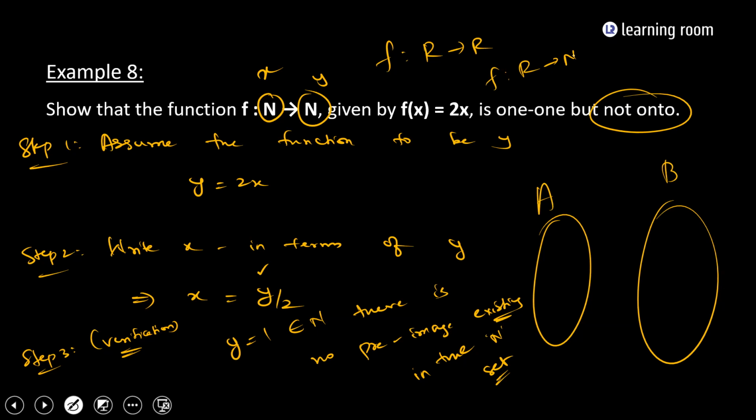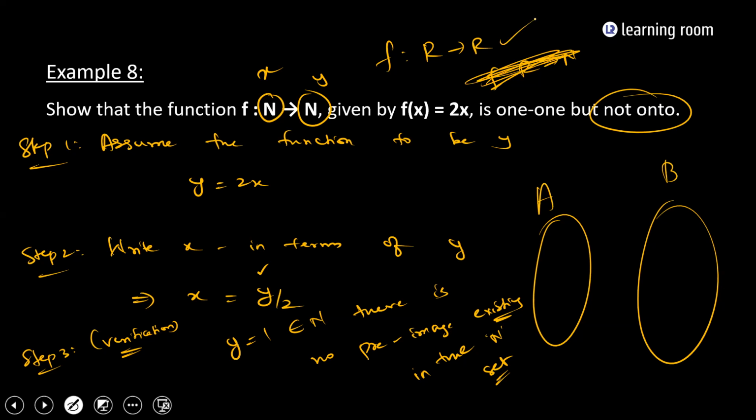Yes, sir. If I substitute a real number, for example 1 by 3 there, I'll get y is equal to, sorry, 2 by 3. 2 by 3 is actually not a natural number. So the only possibility is R to R. So N to R is also possible, sir.